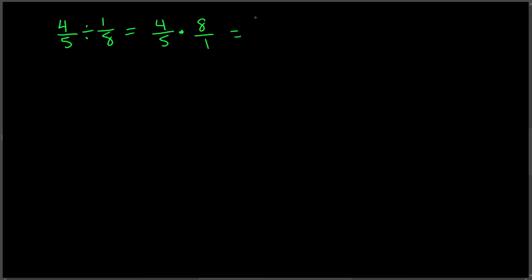And if I do the multiplication on the tops, that's 32/5. And this is an improper fraction, so we'll do the division to turn it into a mixed number. So 5 goes into 32 6 times with 2 left over, so I put that over the original denominator. So I do my division, there's my remainder, and there's my original denominator.